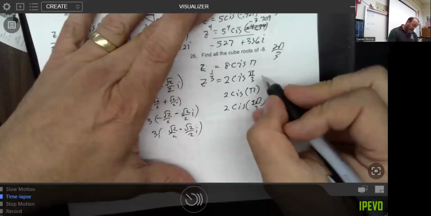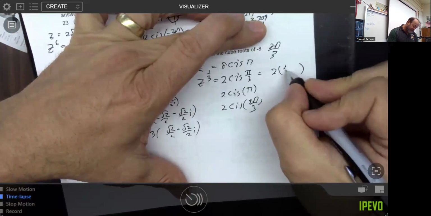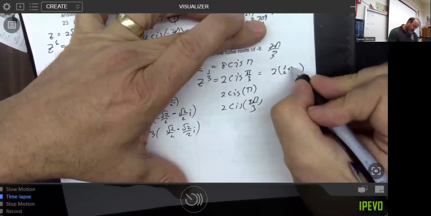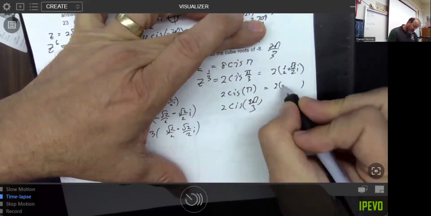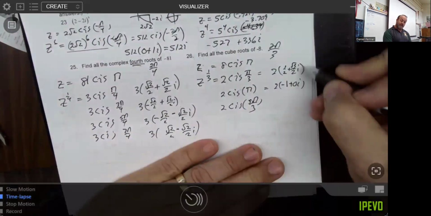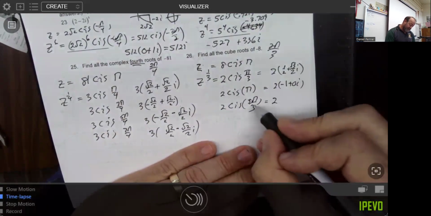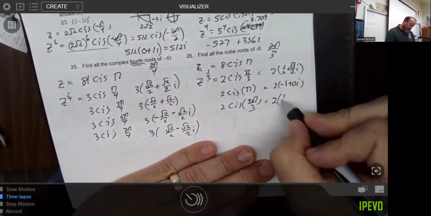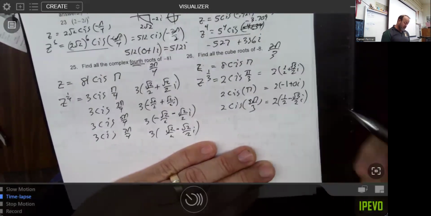First answer, of course, is going to be 2 times cosine of pi over 3, which is a half, plus sine, which is root 3 over 2. The cosine of pi is -1, and the sine is 0. So these are all my a plus bi version values. And my last one is 5 pi over 3, which is to the right and down. And you should notice that these two are conjugates of each other.